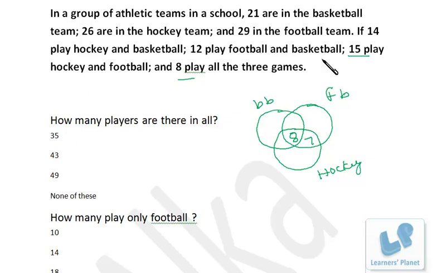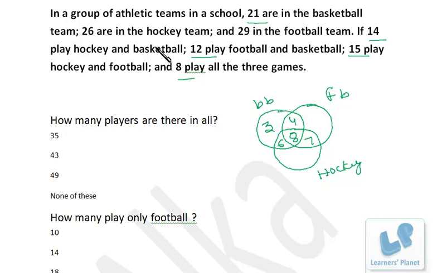Now 12 play football and basketball. Football and basketball 12. 8 is already here, so it will be 4, right? 14 play hockey and basketball. So hockey and basketball 14, 8 is here, so it must be 6, right? So that's also done. Now 21 are there in basketball. So 8 and 6, 14 plus 4, 18. That means 3 must be here to make the total as 21 in the basketball circle, right?